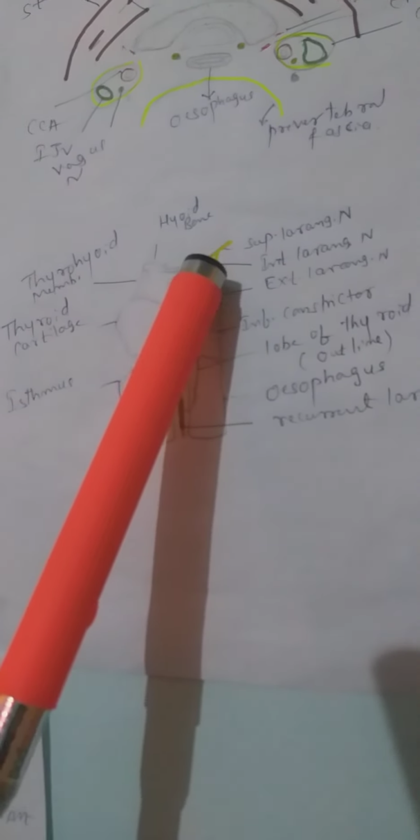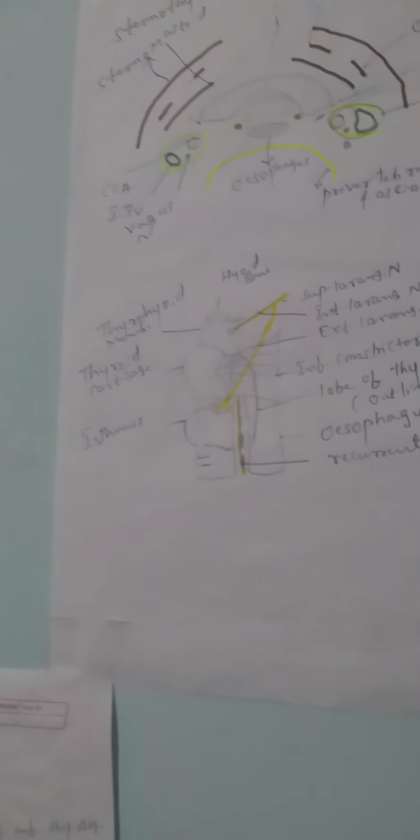And there is a superior laryngeal nerve, the internal laryngeal nerve, which branches from the vagus nerve. Here the vagus nerve can be seen. Now we'll see about the blood supply.